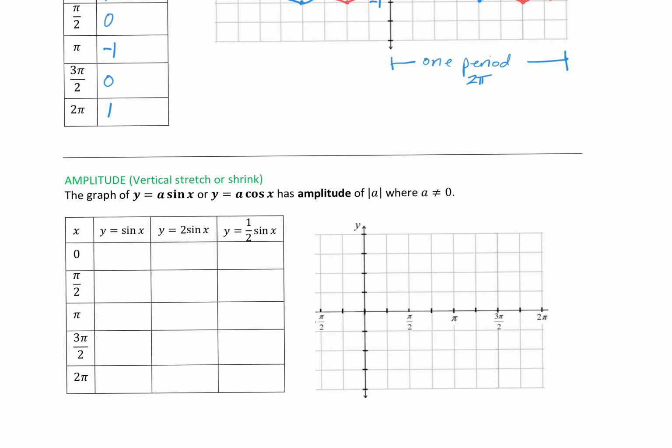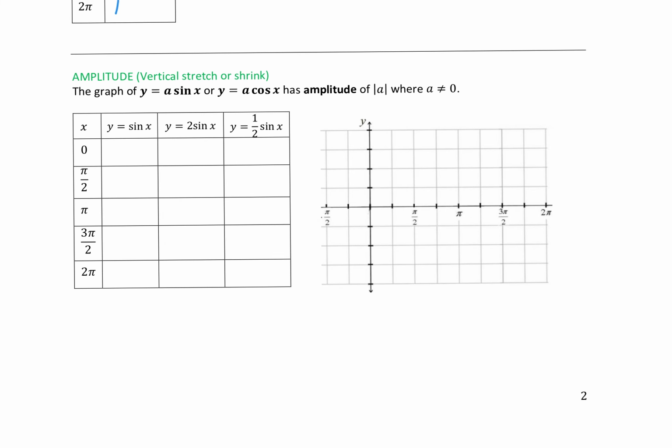The next thing we're going to do, now that we've seen the basic graph of sine and cosine, is we're going to transform them. The first thing that we're going to talk about is what we call amplitude. Now, amplitude is simply the vertical stretch or shrink that we had when we were looking at other functions from Math 135. We would shrink it down towards the x-axis or stretch it out from the x-axis. A vertical stretch or shrink with sine and cosine is called amplitude.